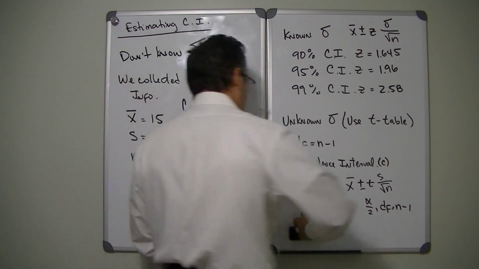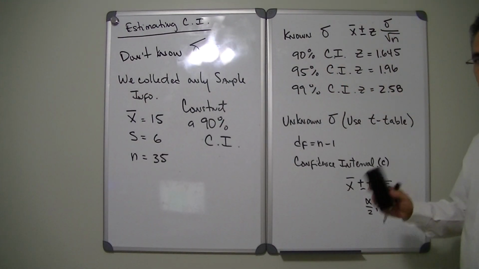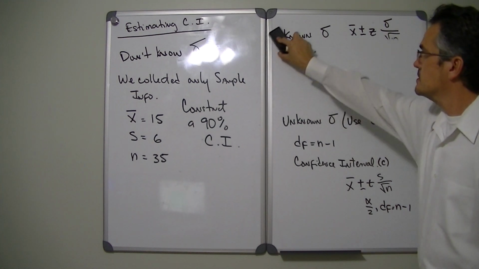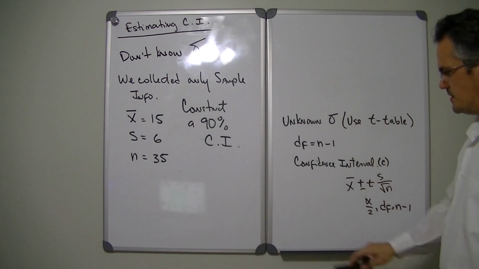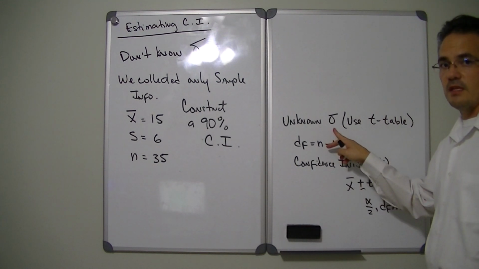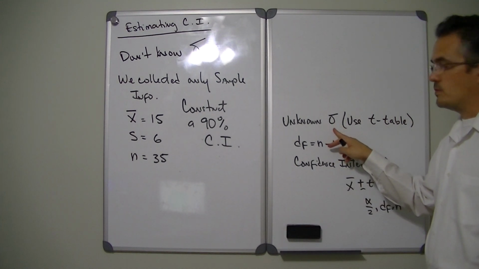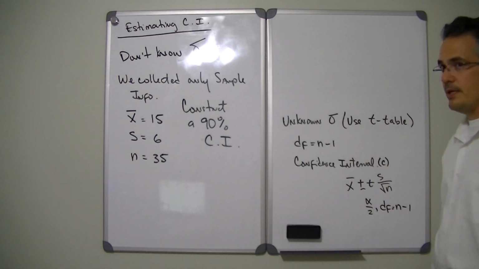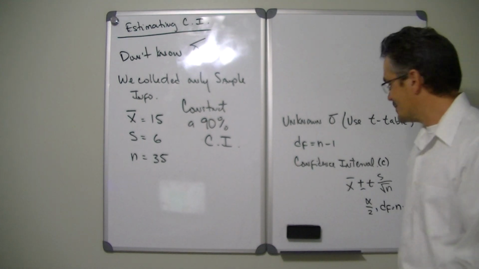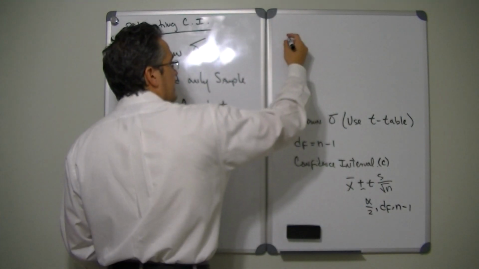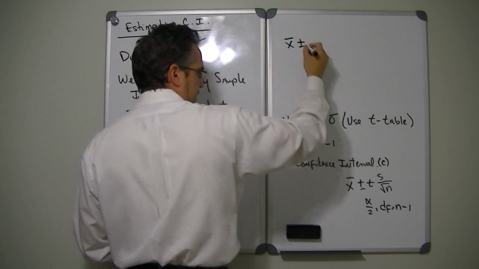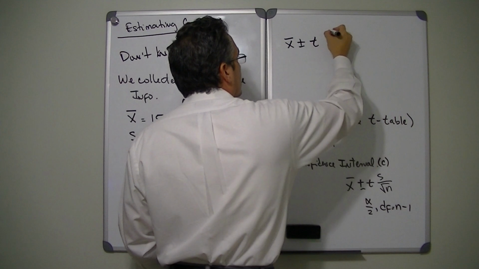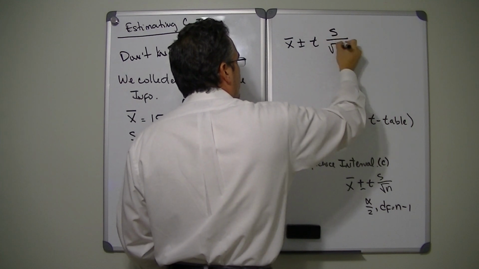All right, now notice that in this case we don't know sigma, so we cannot use this because we don't know sigma. Sigma, or our population standard deviation, is unknown. So what we're going to do is instead we're going to use an estimate using our t-tables. So we're going to do x bar plus or minus the t-value multiplied times s over square root of n.